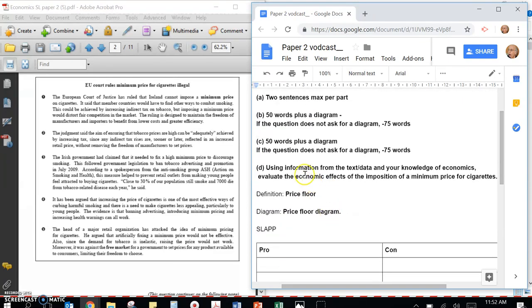So moving on to the question. Using information from the text data and your knowledge of economics, evaluate the economic effects of the imposition of a minimum price for cigarettes.